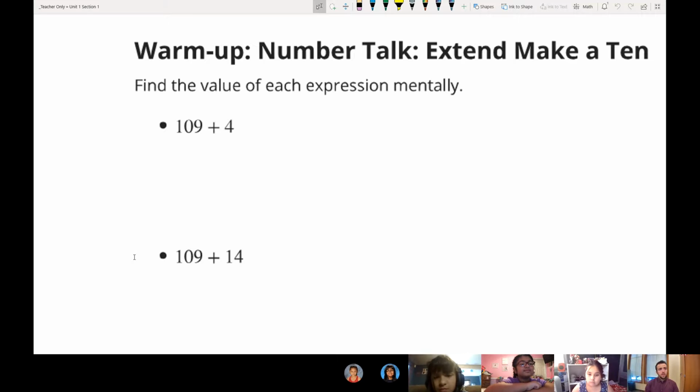So these aren't ones you're doing on paper, but I want you to explain how you would add, let's look at the first bullet first, 109 plus 4. How can we make a 10 out of that and make it easier for us on our mental math?